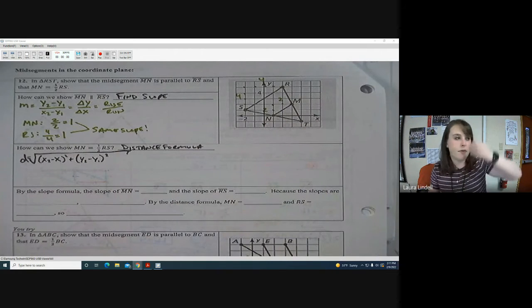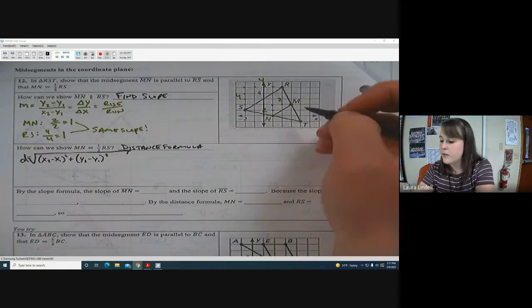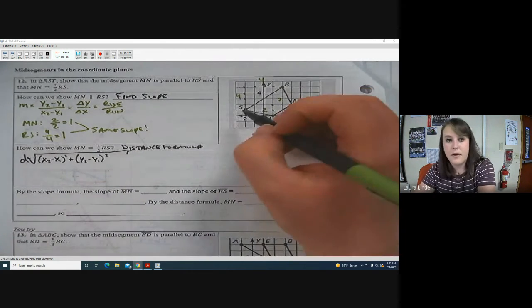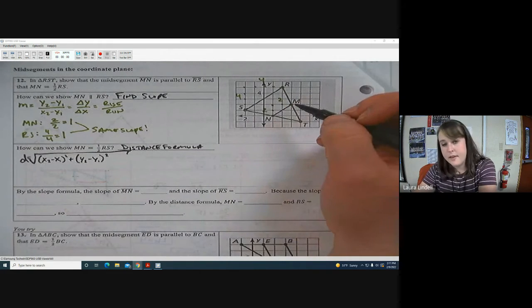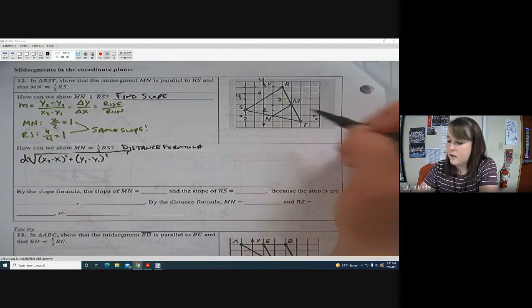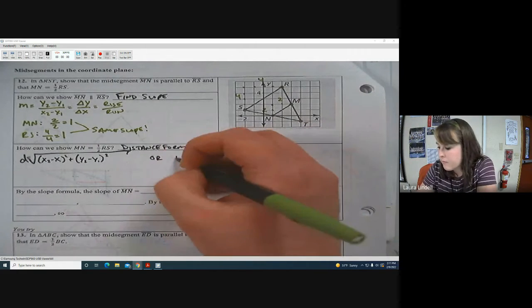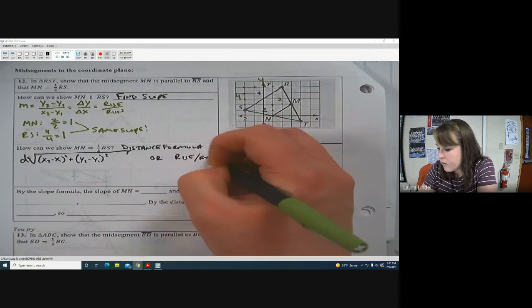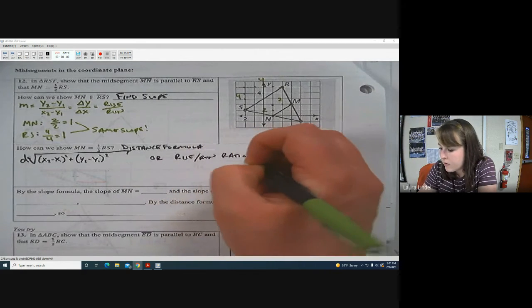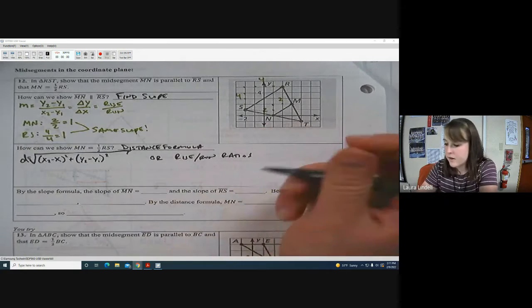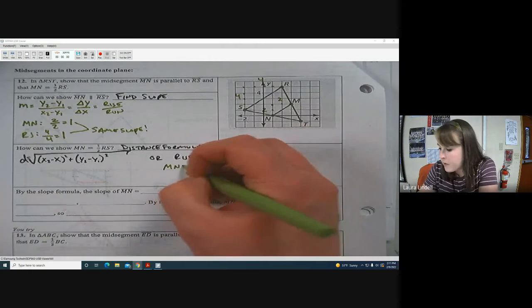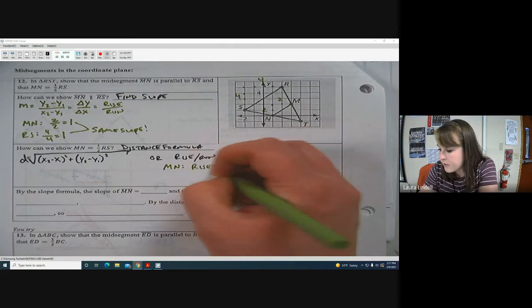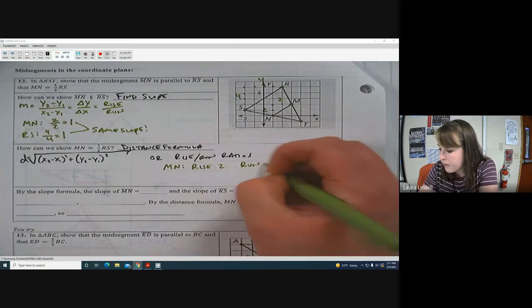Another thing you could do, though, if you did not need the exact length, like if you weren't asked for the length of MN or the length of SR, there is something else you could do instead that involves the rise and run. You could figure out some rise and run ratios. What I mean by that is for MN, we said that the rise was 2 and the run was 2.